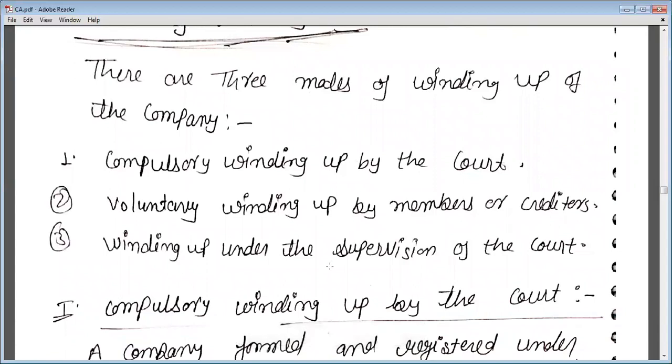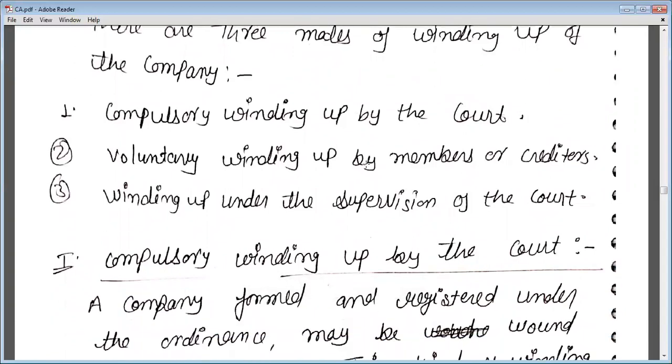Now in all these three modes you have different conditions for winding up. So let's see.